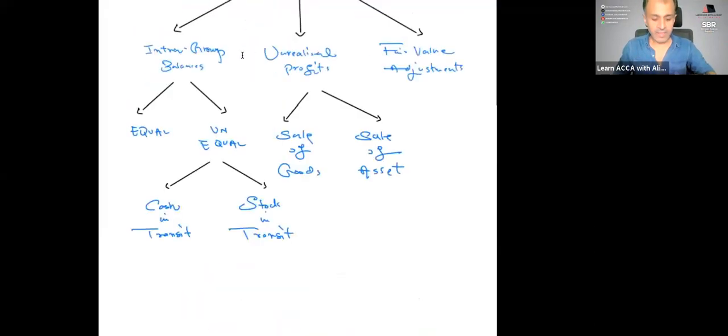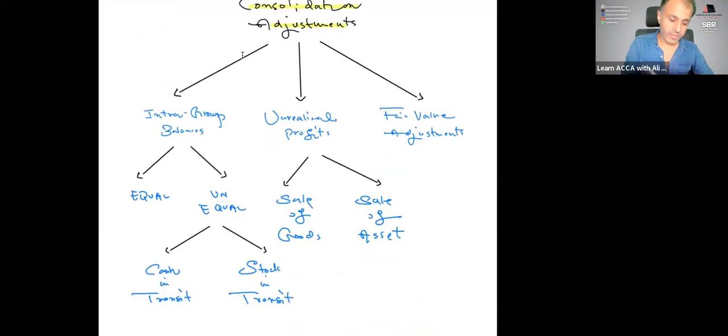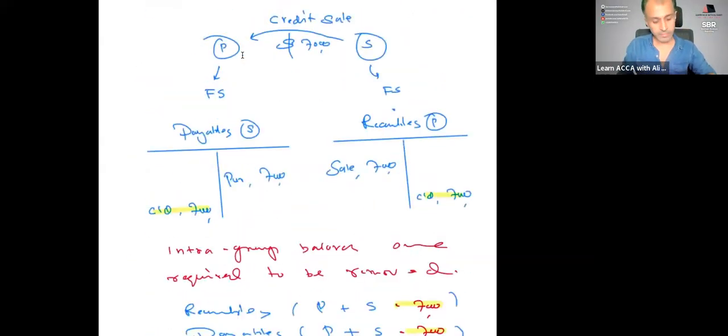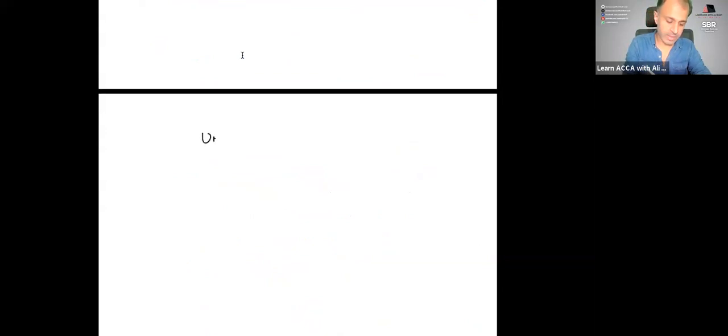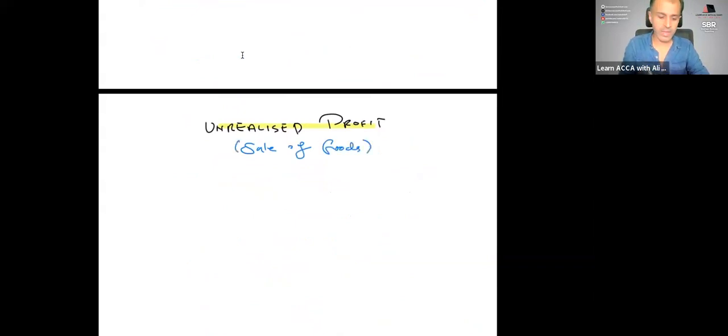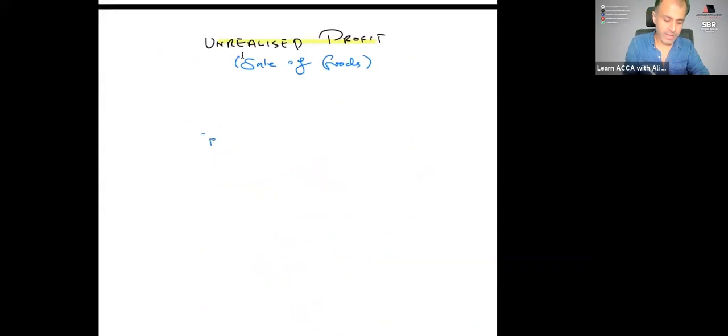Taking ourselves gradually into unrealized profit. Okay, let's make one example to understand the whole idea of this unrealized profit. It can also be a loss, but usually unrealized profit. We will take this first of all in respect of sale of goods, and then gradually we'll take the sale of assets afterwards. So consider this example down below where the parent is making a sale of goods to S.